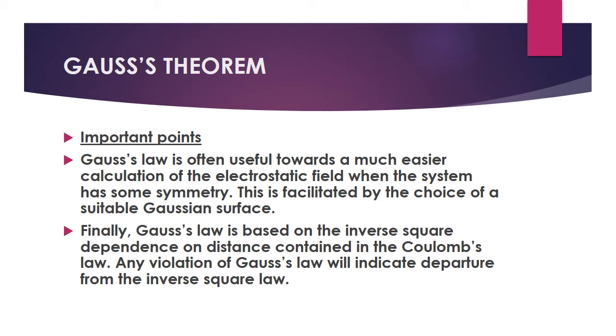Finally, Gauss's law is based on the inverse square dependence on distance contained in Coulomb's law. That means that Gauss's theorem is in complete compliance with Coulomb's law. Any violation of Gauss's law will indicate departure from the inverse square law.